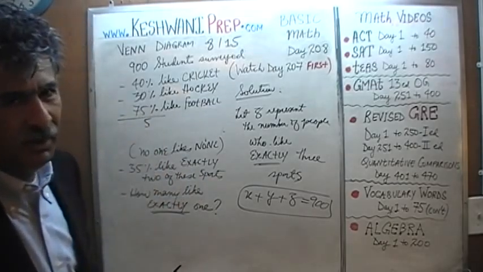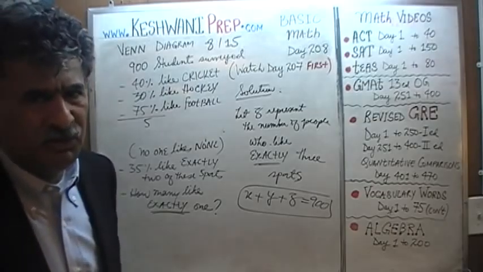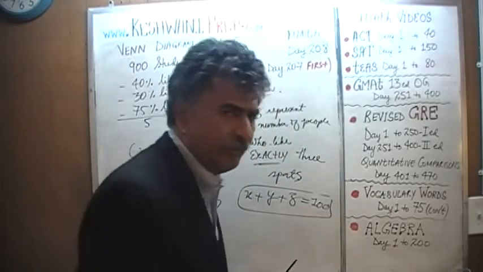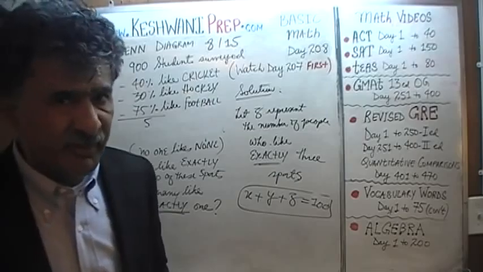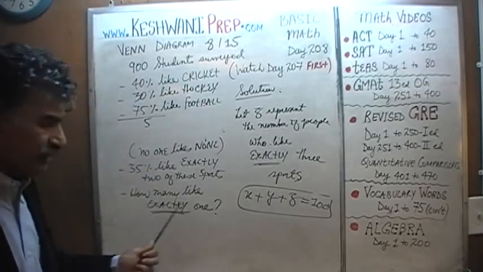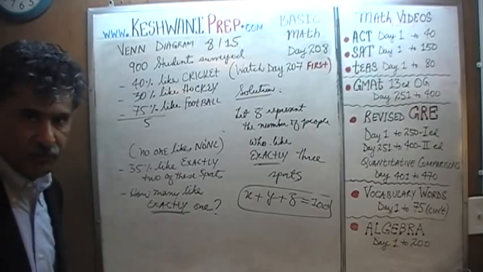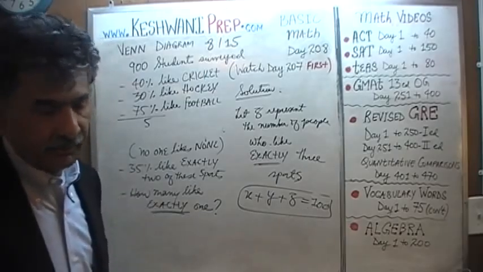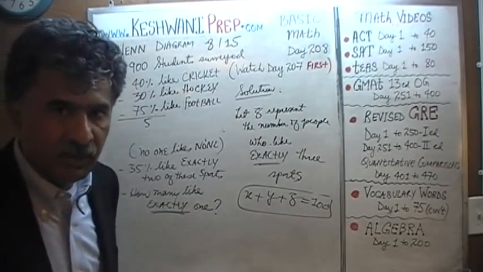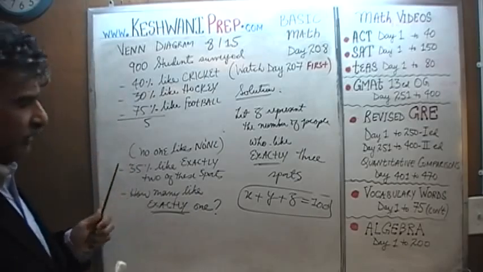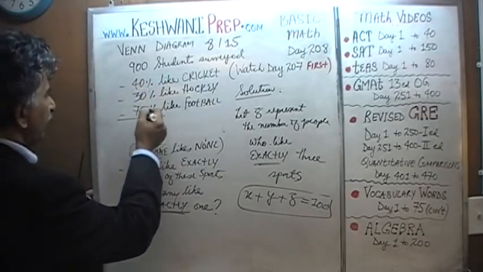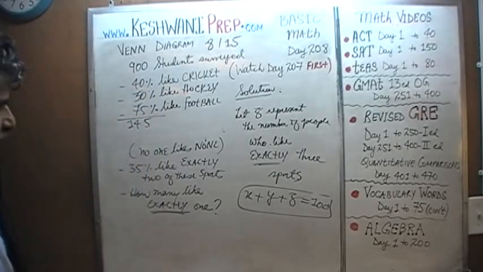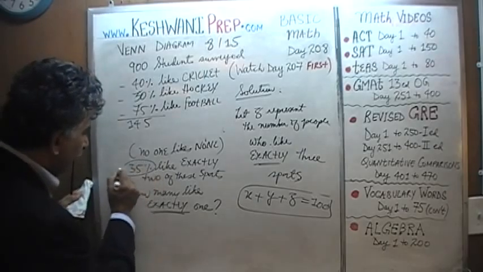Tell you what, instead of dealing with 900, because if we write 900, then we're going to have to convert 40% of 900, 30% of 900, 75% of 900. It'll be quite grueling, quite annoying, a sheer waste of time. Let's pretend that we only have 100 people. In other words, we're going to solve this problem in terms of percentages. And once we have the answer to how many of them like exactly one sport, we're just going to magnify that by a factor of 9. We start out with 100, and we're just going to multiply our final answer by 9, so that we don't have to worry about this situation here.